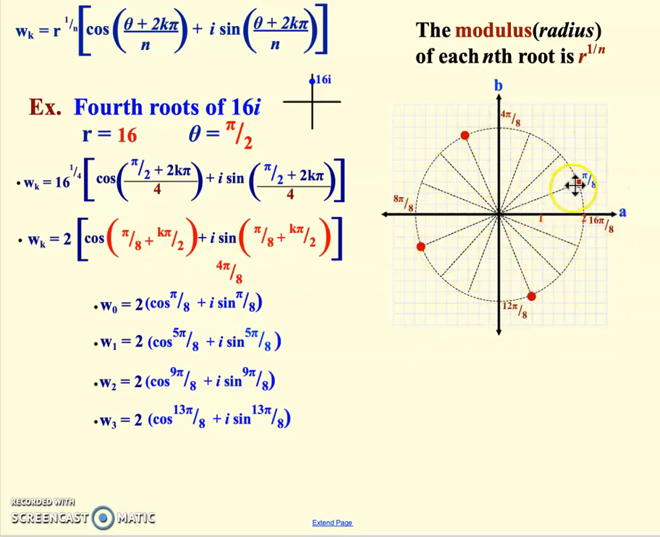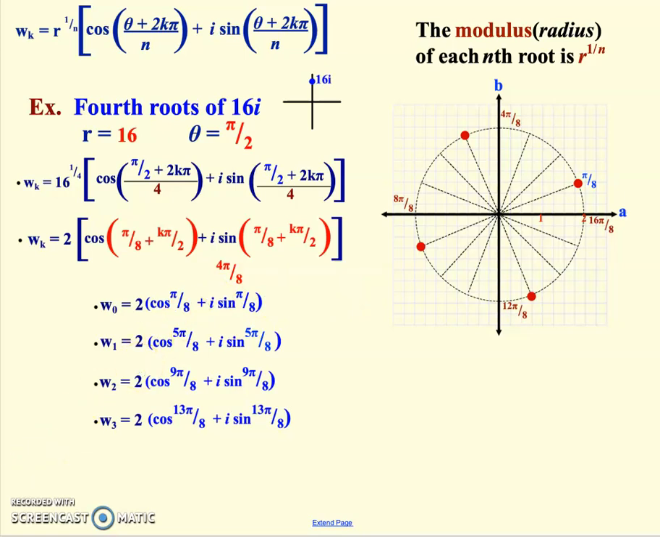So this is radius 2, rotate to pi over 8. If I did the calculation of all this, I would give myself the a plus bi format, the 4 roots in rectangular form. We're not going to do that again, just to save ourselves some time and not have to go to the calculator.